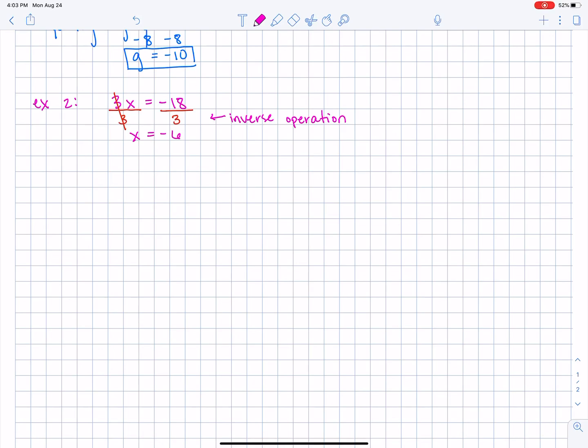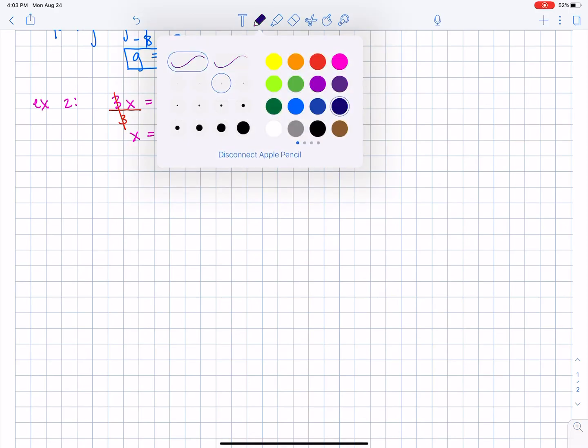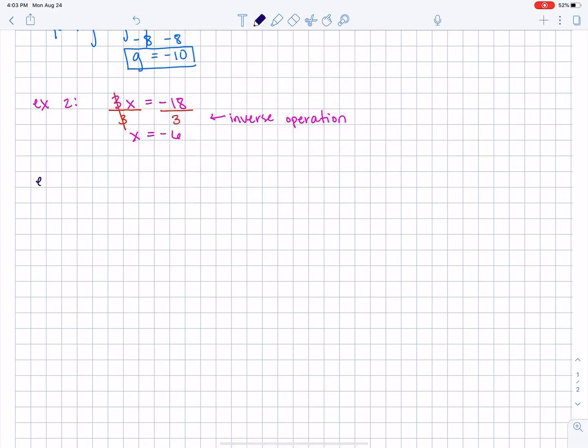Okay, so I have example 3. This one looks a little bit more complicated. We have x divided by 4 is equal to 6.